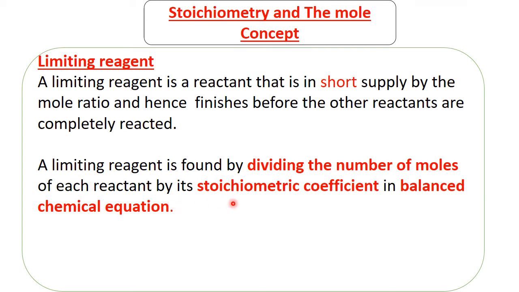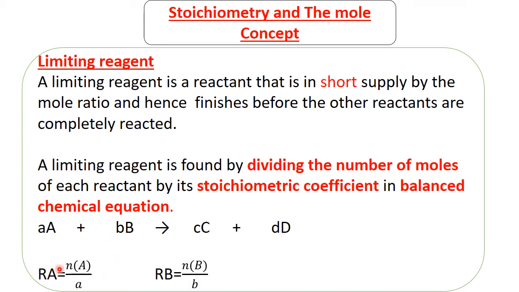A limiting reagent is found by dividing the number of moles of each reactant by its stoichiometric coefficient in the balanced chemical equation. To understand what this means, if you have a balanced equation, to determine which is the limiting reactant, you get the moles of A present and the moles of B present, then you divide by the coefficients. So you get the ratio of A: the number of moles of A divided by its coefficient, and also for B, the number of moles of B divided by its coefficient.